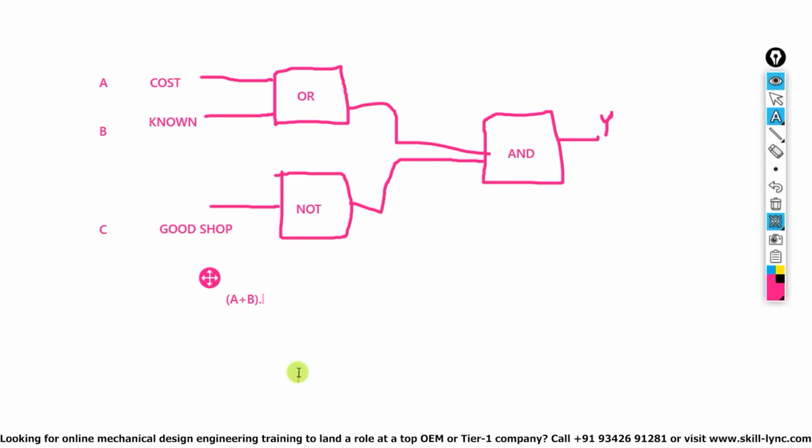Because not a good shop means it is a complementary form. It is equal to Y. So you can say that the expression of Y is equal to (A plus B) into C bar. This is known as a Boolean function or Boolean expression. Okay, so this is how we can make a Boolean expression.